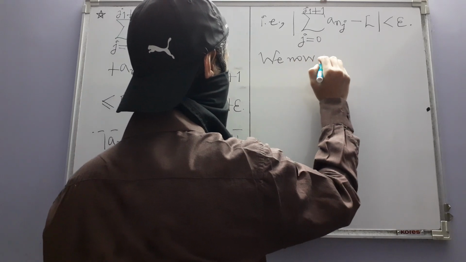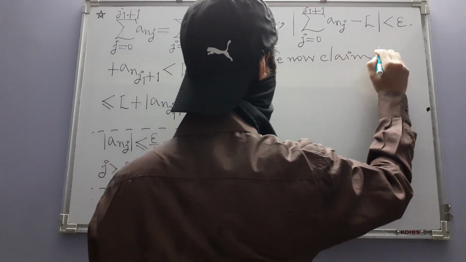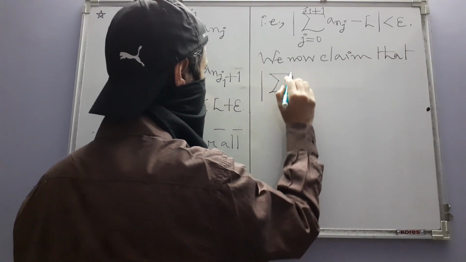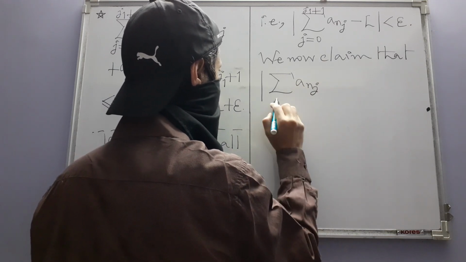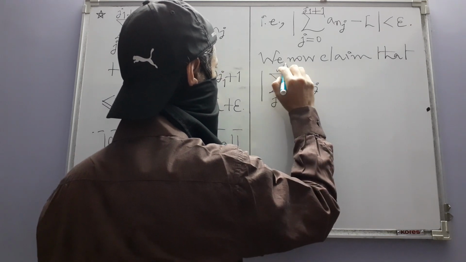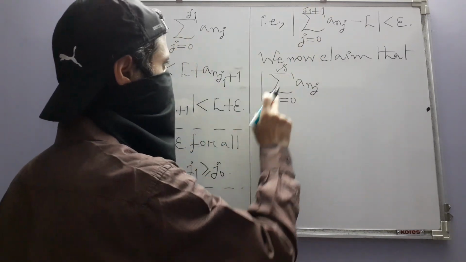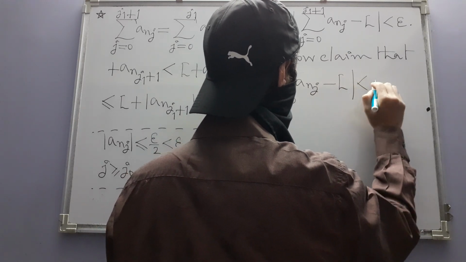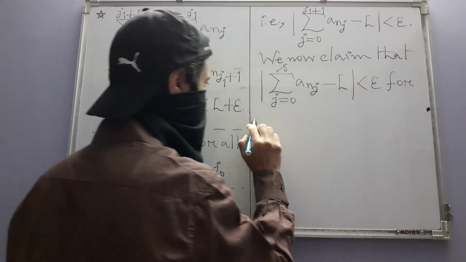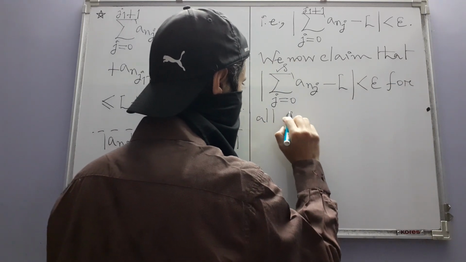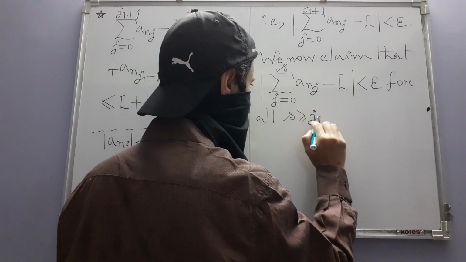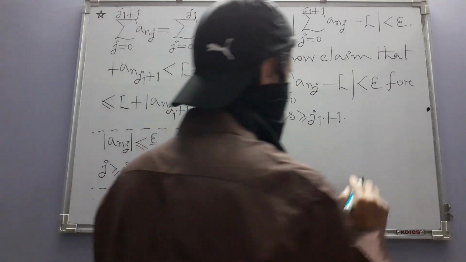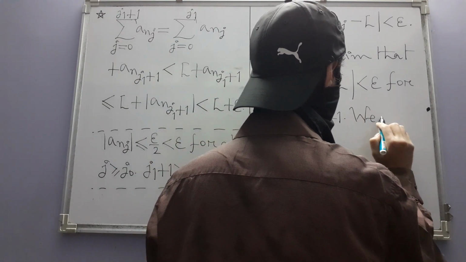We now claim that this, here we have j1 plus 1, here I am taking something s, is less than epsilon for all natural numbers s greater than or equal to j1 plus 1, and for this we are going to apply induction on s.